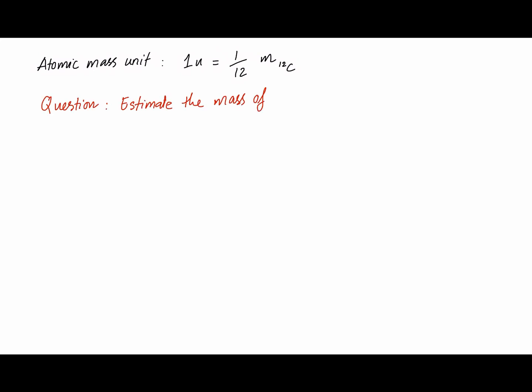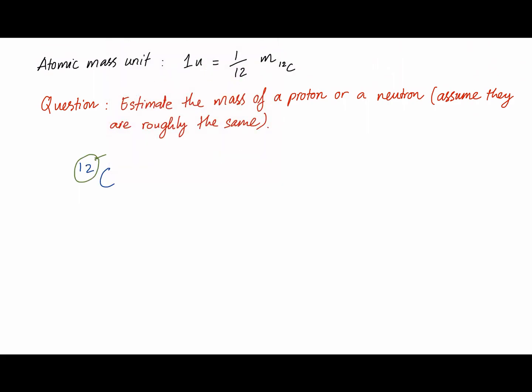Now, from the previous video, we learned that the atomic mass unit is defined as a 12th of a carbon-12. In the first part of this video, we are going to use that definition to estimate the mass of a proton or a neutron. Now, what does the number 12 in front of carbon really mean?